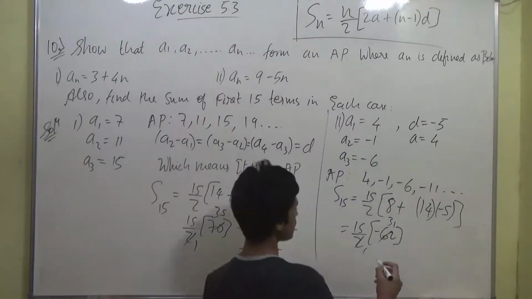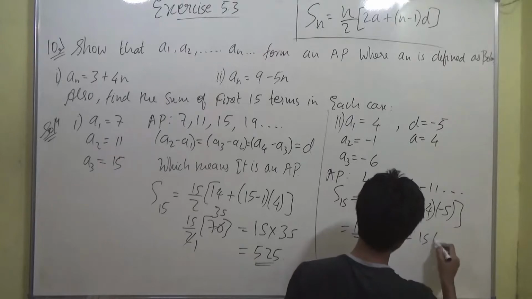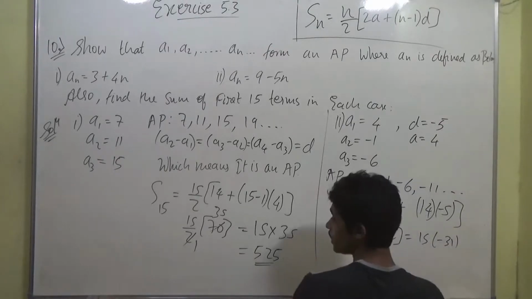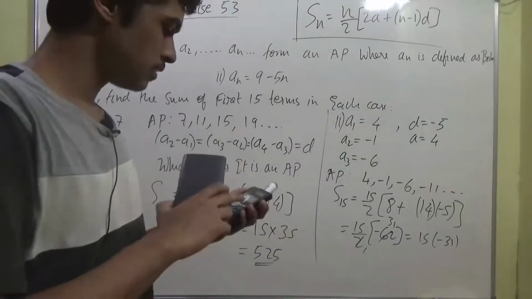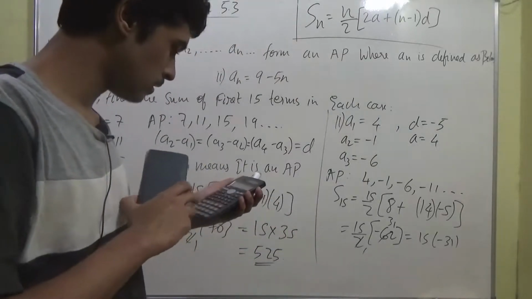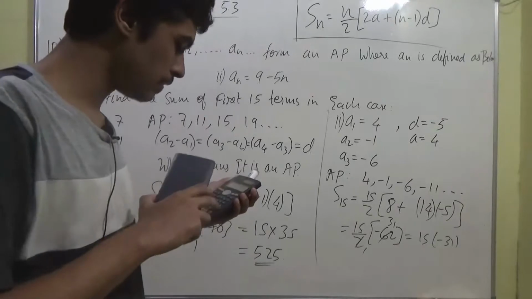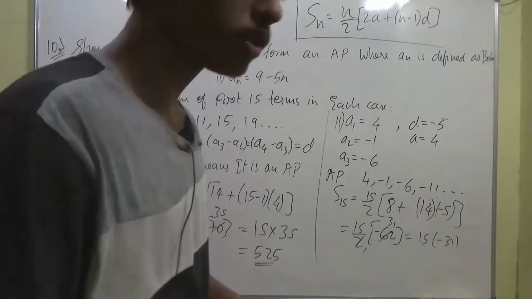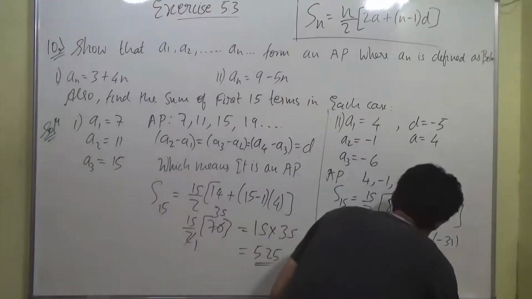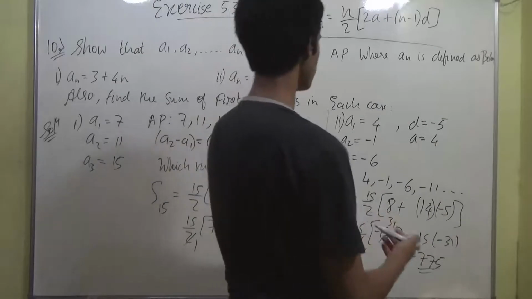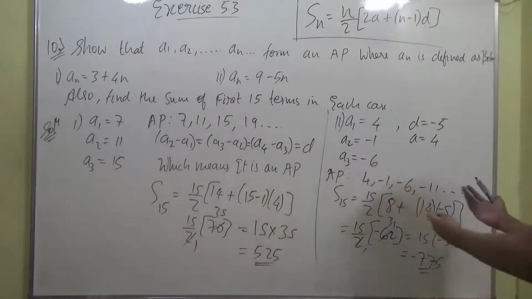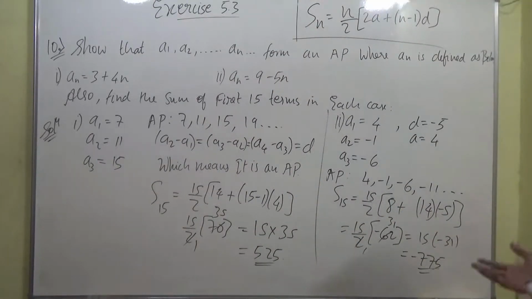So finally it's going to become like 15 into minus 31. So 15 into minus 31 is going to be equal to, just a minute, guys, 775, right? So it's going to be equal to minus 775. This is the sum of first 15 terms of the second AP. This is your solution, guys. Now you can take the screenshot if you want.